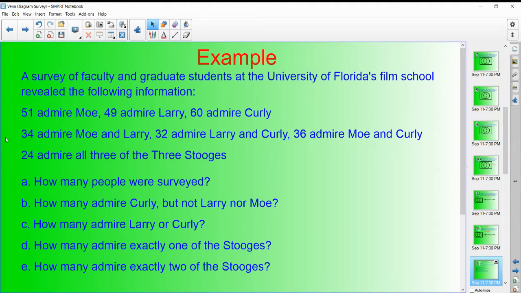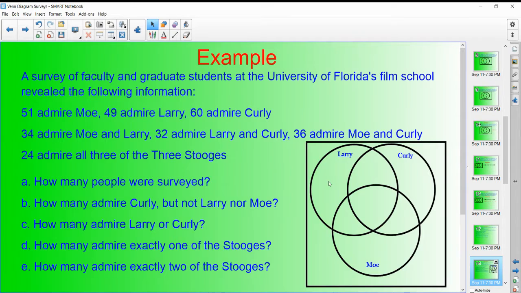So here we're going to set up a Venn diagram with 3 overlapping circles. Now, if you want to try this problem out, pause the video, try it out, and then resume it when you feel that you got it right. So it says here, lots of information. 51 admire Moe, and 49 admire Larry, and 32 admire Larry and Curly, and 36 admire Moe and Curly, and 24 admire all 3. So where do I start?